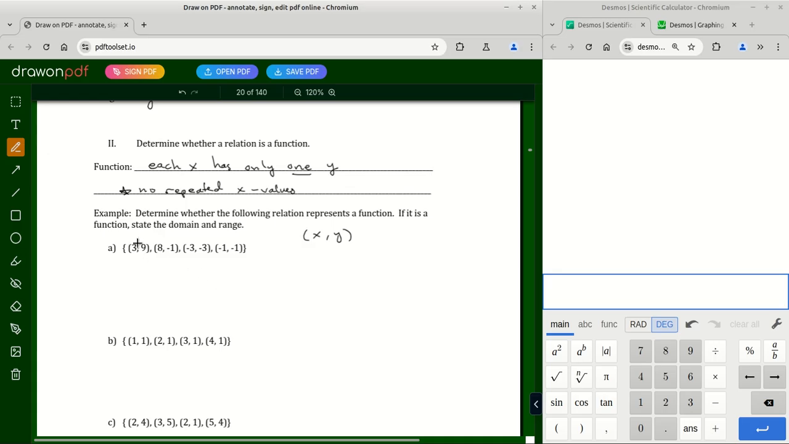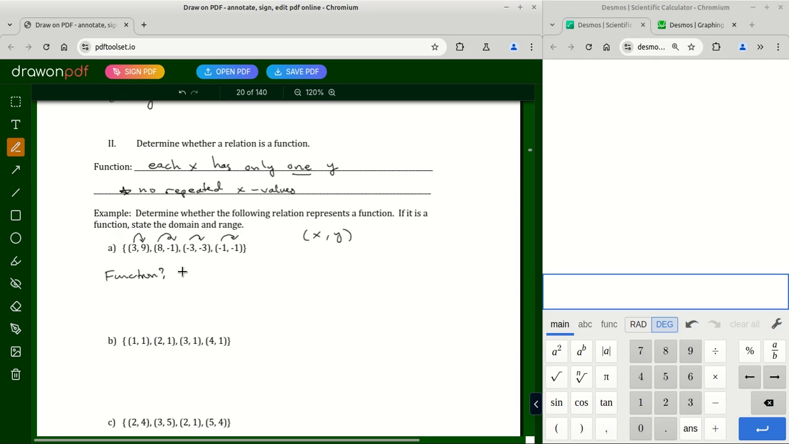First off, it says determine if it's a function, state the domain and range. Does this x have only one y next to it? Yeah. What about this x? Does it have only one y value next to it? Yeah. Same thing here, same thing here. It's almost like a duh moment. Again, we're going to have to see something greater than just that, but for now it's easy, it's simple, there are no problems. There are no repeated x values, and so this is a function.